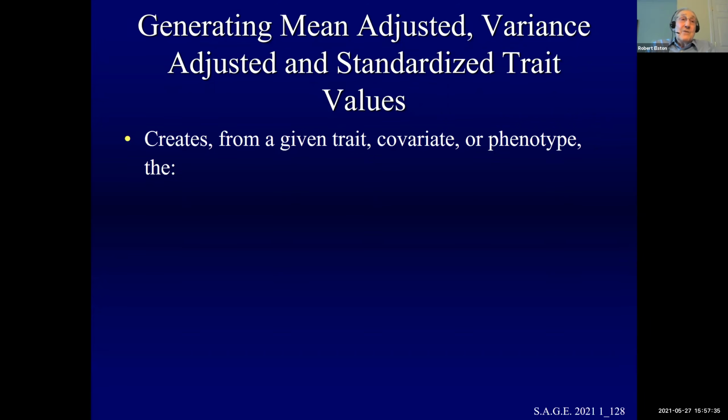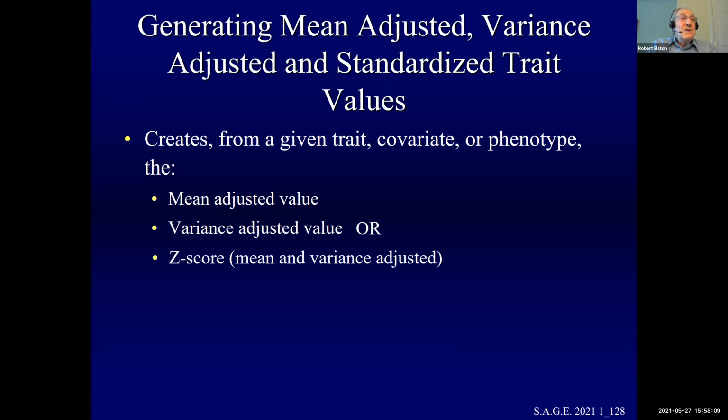I've mentioned a lot of what you can do, but there is so much that you need to get used to. So this creates from a given trait, covariates or phenotypes, a mean adjusted value. In other words, it goes to your sample, takes off the mean, so it's mean adjusted. Or a variance adjusted value. In other words, it goes to your sample, calculates the standard deviation, divides every trait by its standard deviation. Or it creates what people call a Z-score, both mean and variance adjusted.